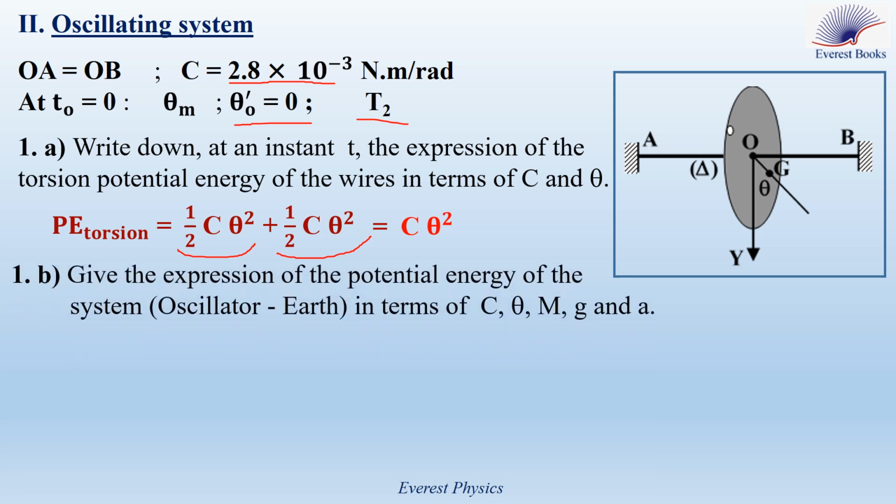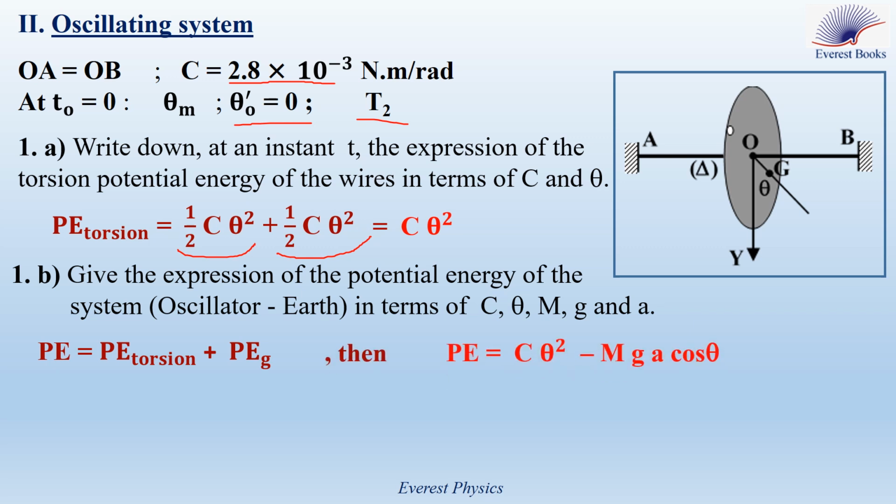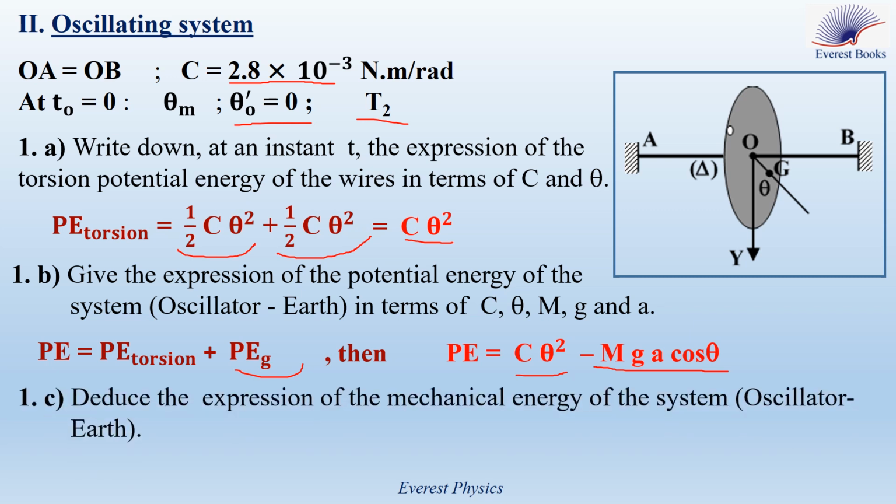1b. Give the expression of the potential energy of the oscillating system Earth in terms of C, theta, m, g, and a. The potential energy is equal to the torsion potential energy plus the gravitational potential energy. The torsion potential energy, just proved, is equal to C theta squared, and the gravitational potential energy, proved before, is equal to minus mga cosine theta.